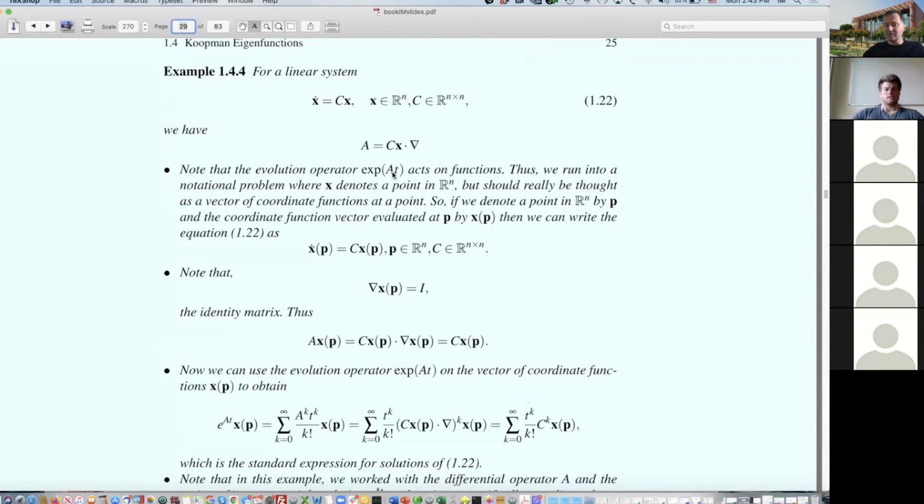Now this notion of p versus x of p. e to the At acts on functions. So I really should consider this x as an observation on the state. And that's a key shift in point of view that I'd like you to adopt at this point, right? So don't think of x as just variables that describe some n-dimensional vector space. Think of them as functions. So x1, let's say we have the first component of this.